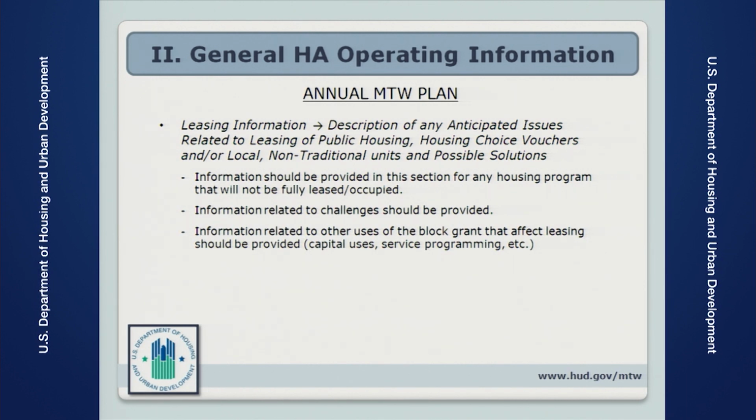We ask that you provide anything that is going to result in less than full occupancy or leasing in the program. Agencies should take into account any sort of capital uses or service programming that they have that is going to affect their leasing numbers. Those can also be explained in this section.